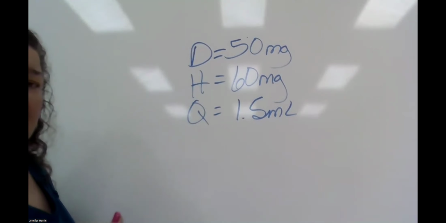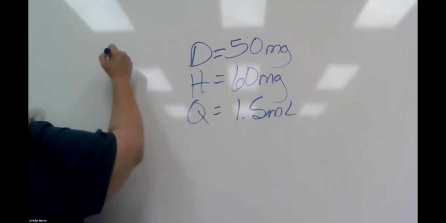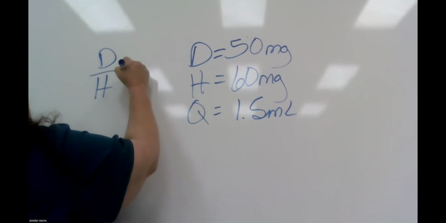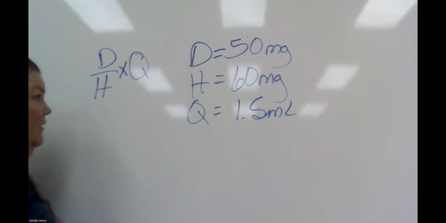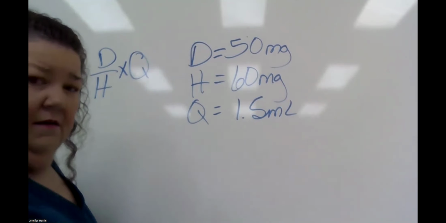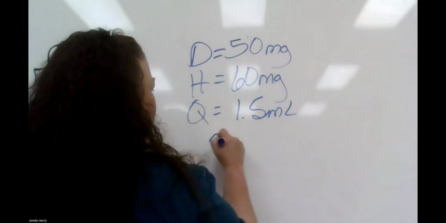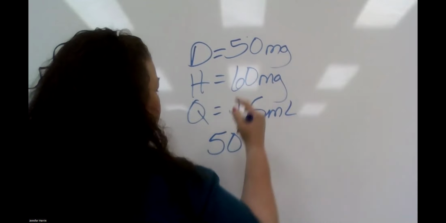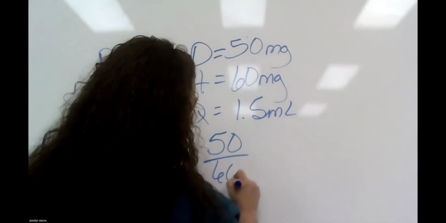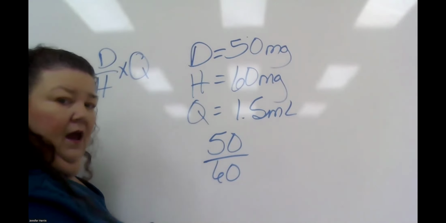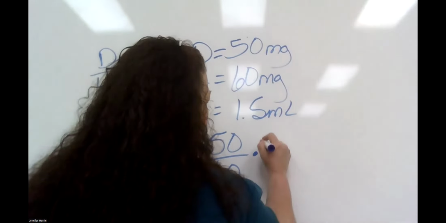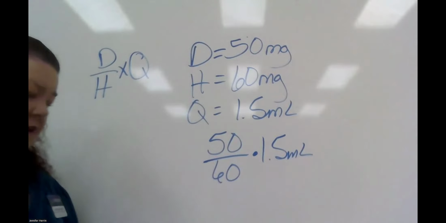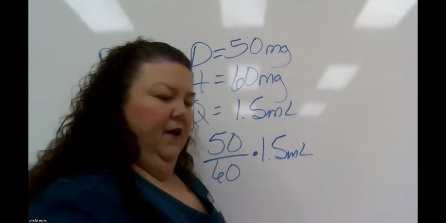So let's look at what's going on here and see if we can make a little more sense of it. My formula was D over H times Q, right? So I'm going to take my D, and in this example it is 50, and plug it in where the D is. What I have was 60 milligrams, so over 60. And then the quantity that I had is the 1.5 milliliters. So 50 divided by 60 times 1.5.